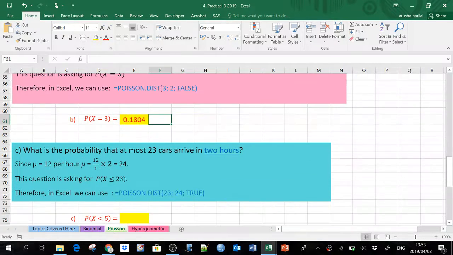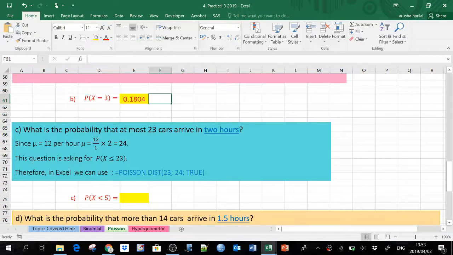All right, so proceeding now. What is the probability that at most 23 cars arrive in 2 hours? They've changed the time interval again. So let's do exactly what we did. We have been given mu to be equal to 12 per hour, which means that we want to now find the equivalence for 2 hours. So 12 cars in 1 hour times 2 hours, that's going to give me 24.